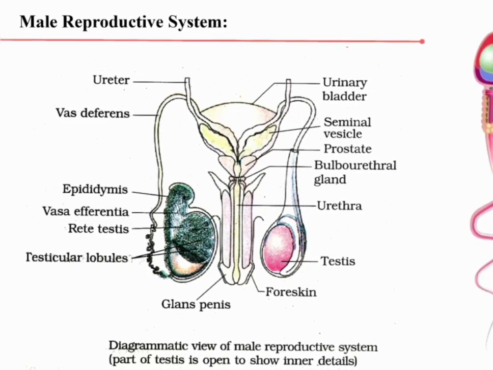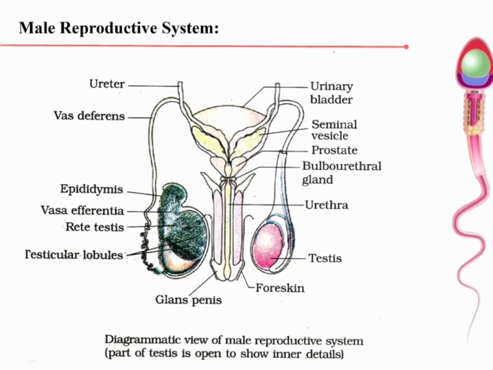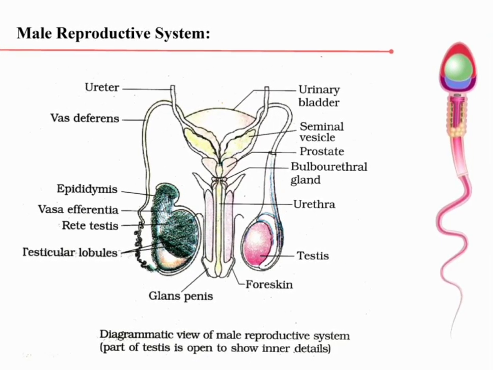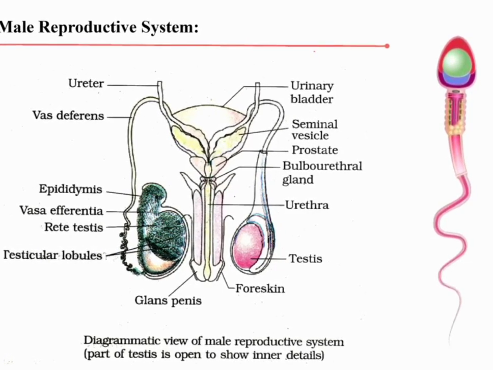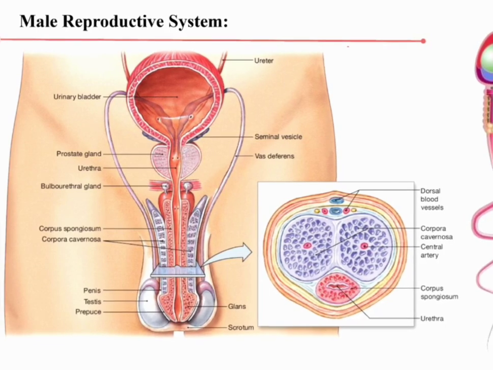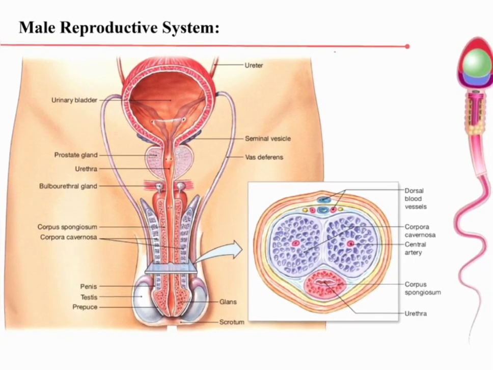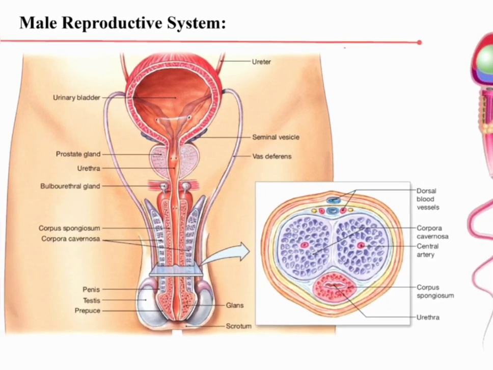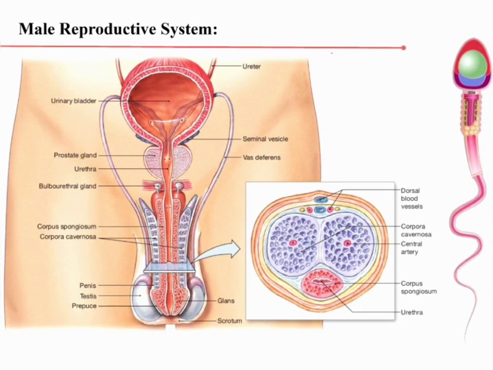Now, you can see another diagrammatic view of male reproductive system, with the part of testis open to show inner details. This diagram is taken from NCERT book. For more understanding, one more beautiful diagram is given over here. Please observe it carefully. You can also find the transverse section of penis in this diagram, but we will discuss about it later.